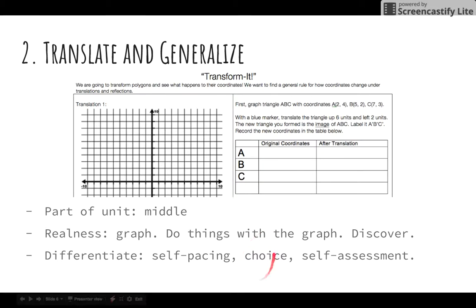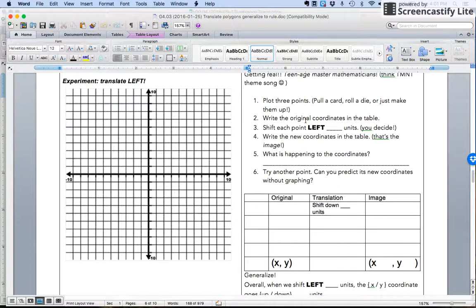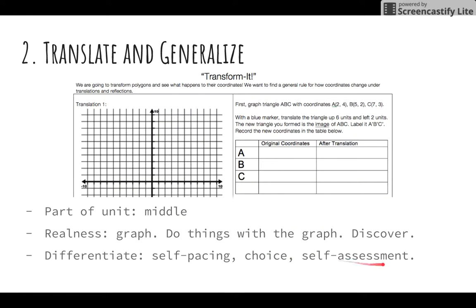Students also had some choice in picking arbitrary numbers, deciding how far they were going to move things in order to experiment and test out the rule they were finding. And there was a self-assessment piece: if they decided they understood the rule, they could skip toward the last step instead of continuing to practice translating in the middle.